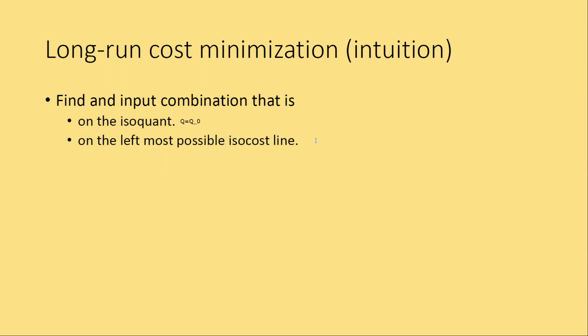And if you remember in the isocost graph we drew just now, when we have TC equals 100, it is to the leftmost. When we increase TC to 200, it shifts to the right. And when we increase TC to 300, it shifts further right. All right, so the leftmost isocost line is going to incur the lowest amount of total cost.